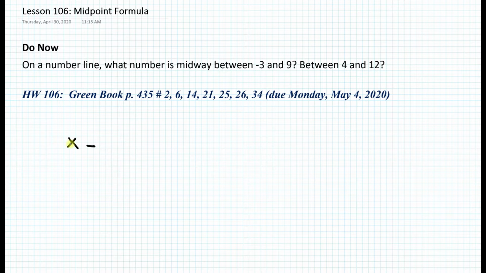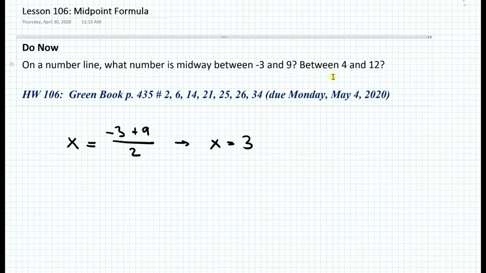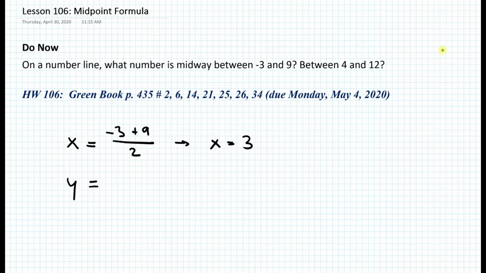So we take x equal to, and to find the average, you just take half the sum between -3 and 9. So we write (-3 + 9) divided by 2. So we end up with an x value equal to 3. So let's call y the average between 4 and 12. So y is equal to (4 + 12) divided by 2, okay? So if we do the math here, 12 plus 4 is 16, divided by 2 is 8, okay? So there goes the answer for the do now.